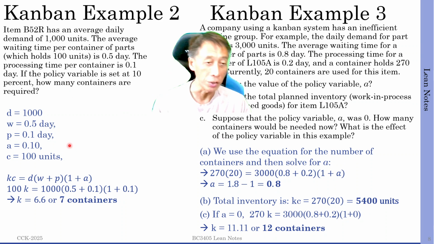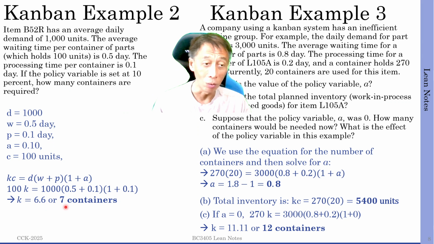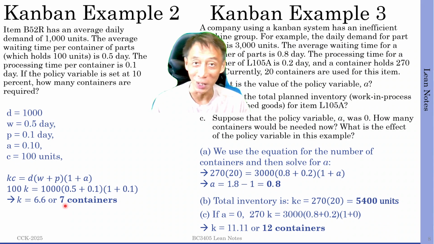So same calculation, right? So we plug in, we solve for K. The idea is here to round up. Clearly we cannot round down, because if the ideal container is 6.6, then what happens to the 0.6 times 100? That's 60 units. Where are they going to be stored, right? They're going to be hanging around on the floor. So we have to round up.